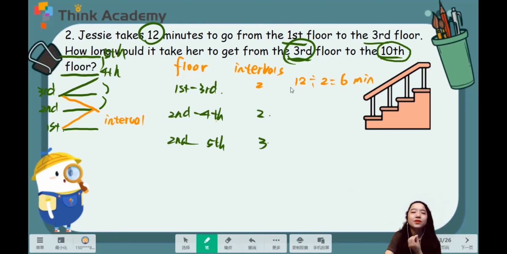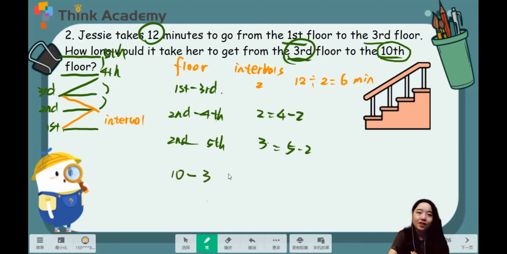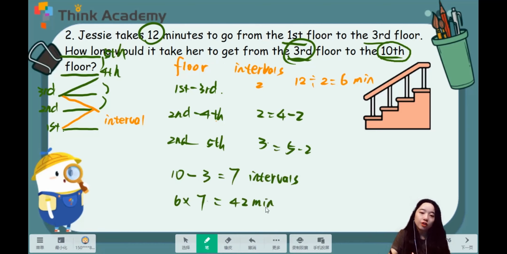Have you noticed some pattern? 3 minus 1 is 2. 4 minus 2 is just 2. 5 minus 2 is 3. If we want to know how many intervals there are, we just need to use the last floor minus the starting floor. So from the third floor to the 10th floor, there would be 7 intervals. For each interval, we spend 6 minutes. Altogether, we will spend 42 minutes. That's how we solve this question properly.